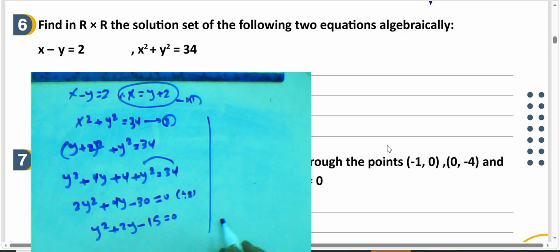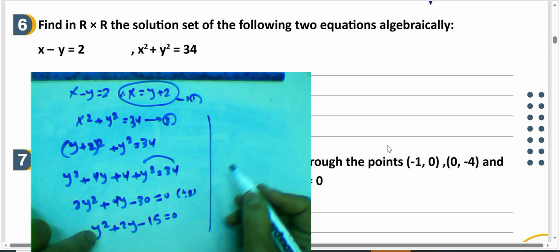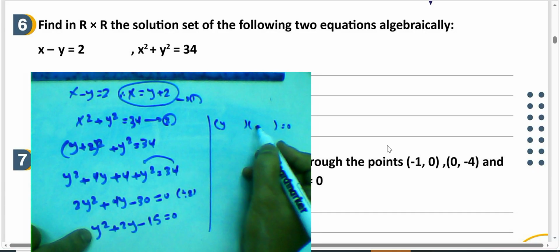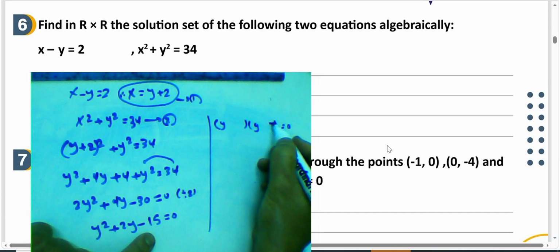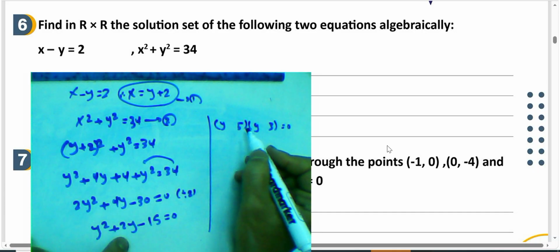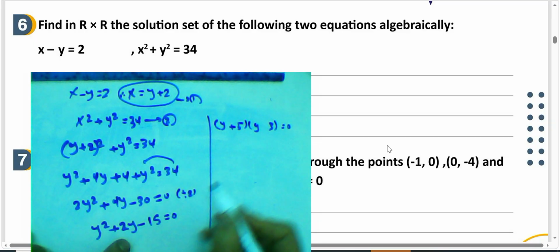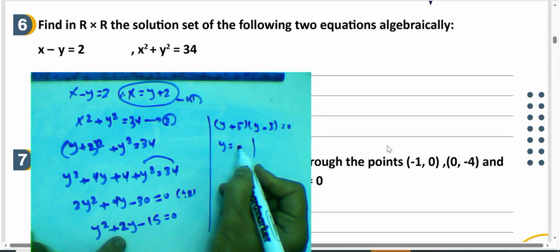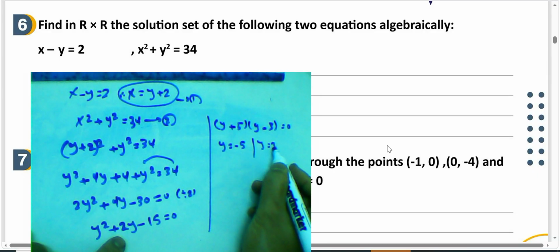Next step, you can factorize the expression here. Y power 2 is y times y, and 15 is 3 times 5. The middle term is positive, so the larger number will be positive and the other negative. The value of y is -5 and y will be 3.